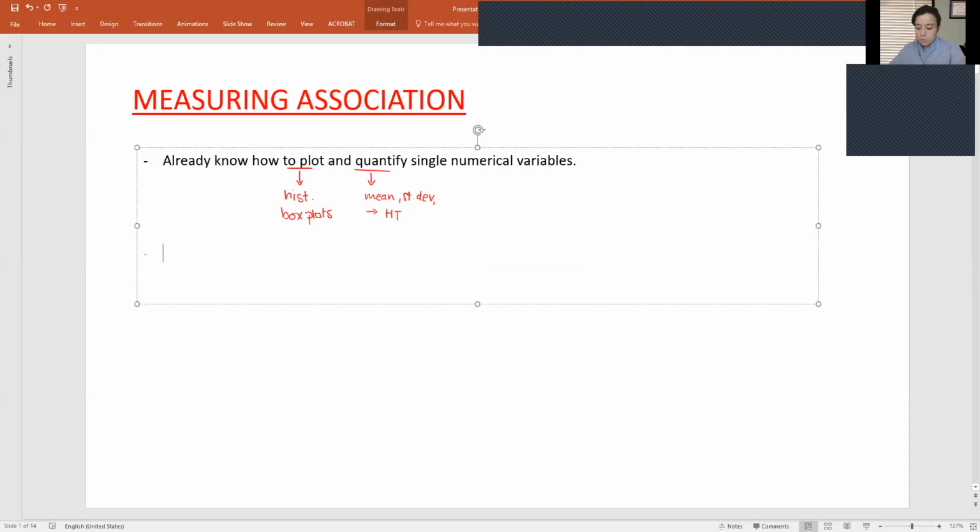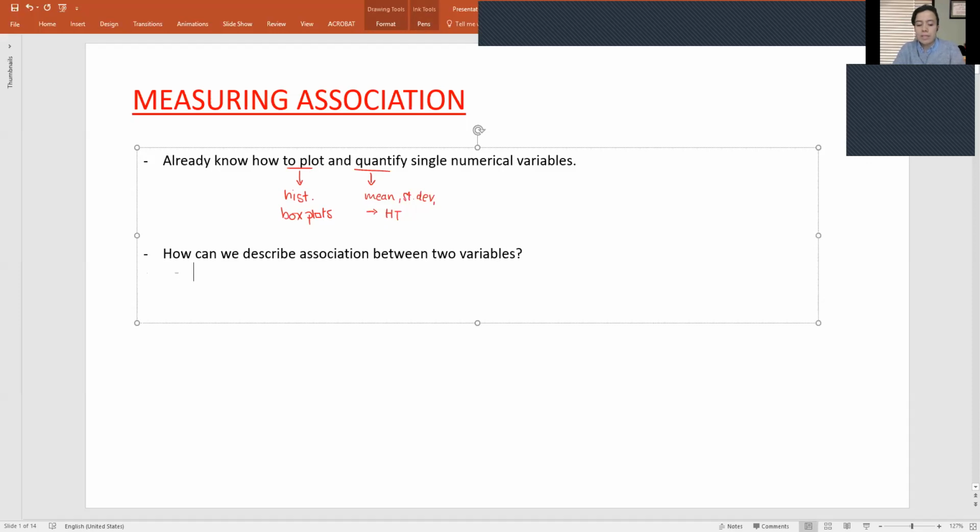So the next thing we're going to look at today is how we can describe association between two variables. This is the main thing we're going to be talking about today. Before I start, I'm going to divide this into two parts, one of which we have already covered. The first is how to plot association between two variables, and the second is how to actually quantify or measure association.